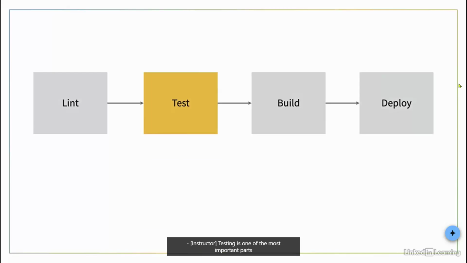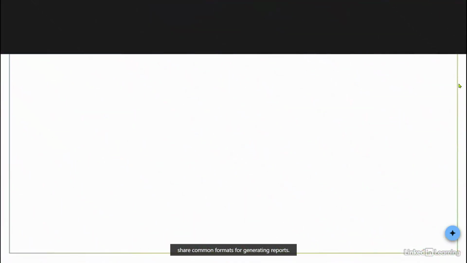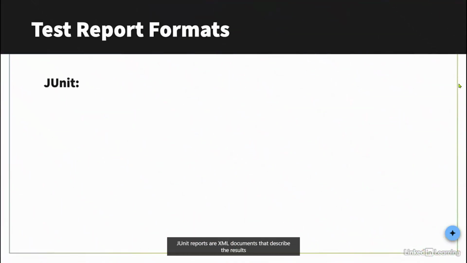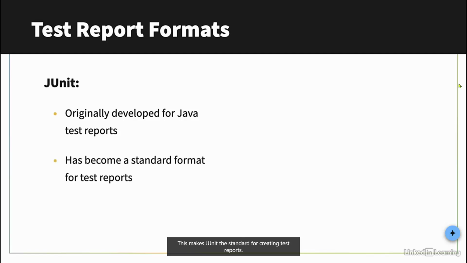Testing is one of the most important parts of the continuous integration pipeline. During the test phase, development teams can find bugs in their code and fix them well before they reach a production environment. There are hundreds of tools that developers can use to test their code, but fortunately, many of these tools share common formats for generating reports. JUnit reports are XML documents that describe the results of a test. The JUnit format was originally developed for Java programs, but many other languages have adopted this reporting format. This makes JUnit the standard for creating test reports.